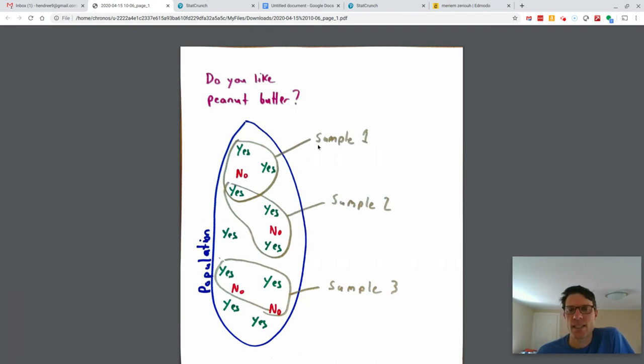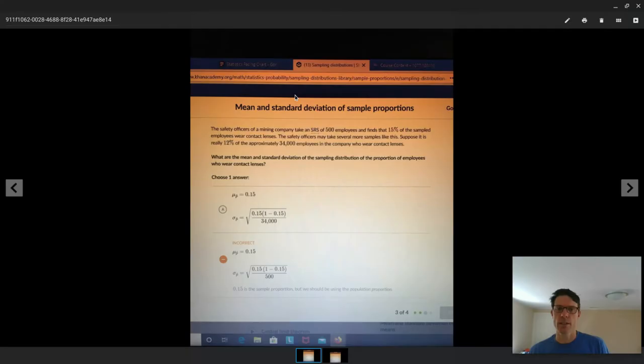And you'll see that in this one, 75% are yeses. In sample 2, 75% are yeses. And notice that somebody can be part of two different samples. And then in sample 3, only 50% of them are yeses. So your samples are actually going to vary in terms of what proportion of the people like peanut butter.